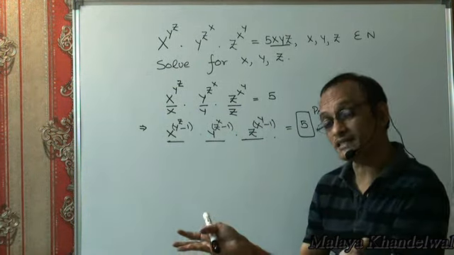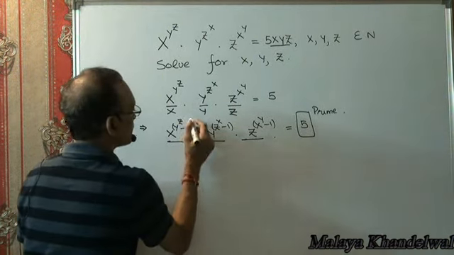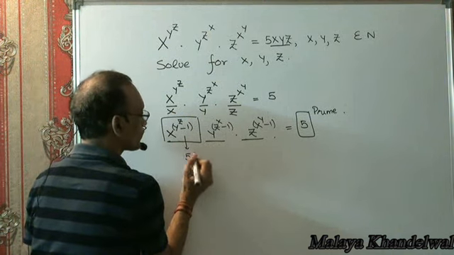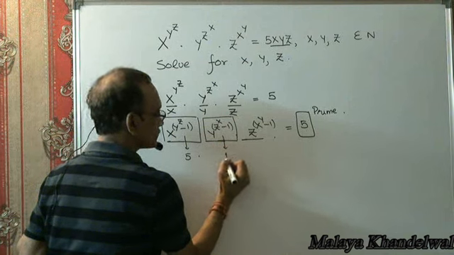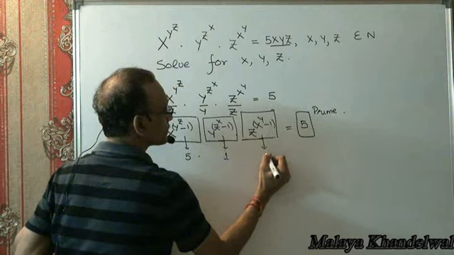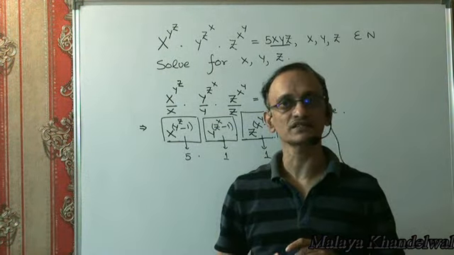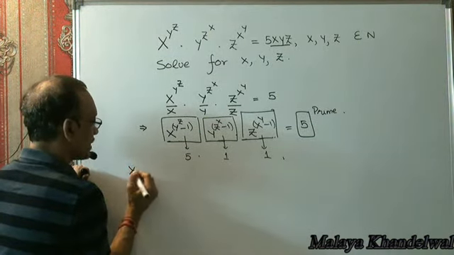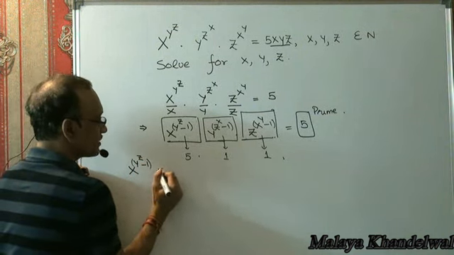We'll look at one case and then the rest you can independently handle. Let me look at a situation where this is 5, this is 1, and this is 1. Let's see where it takes us. Now for this to be 5, x power y power z minus 1 to be 5.